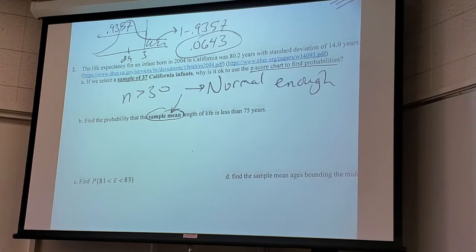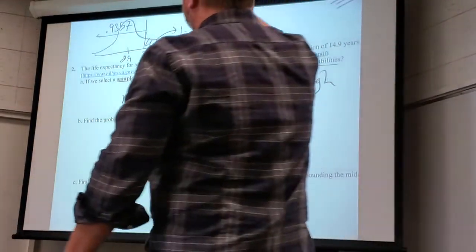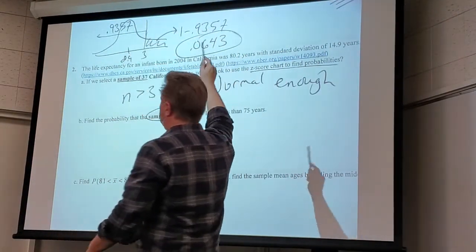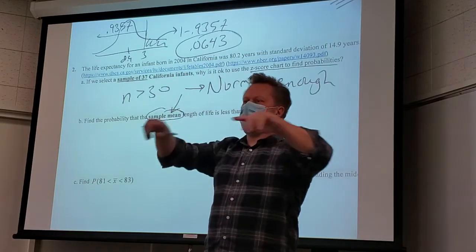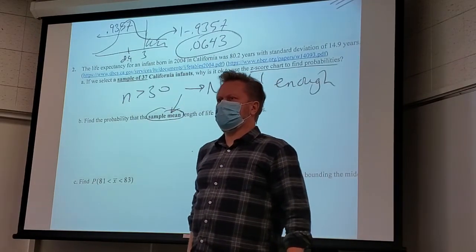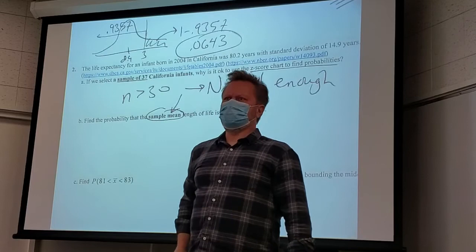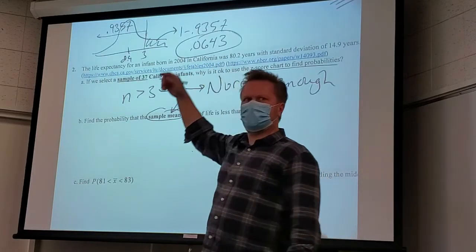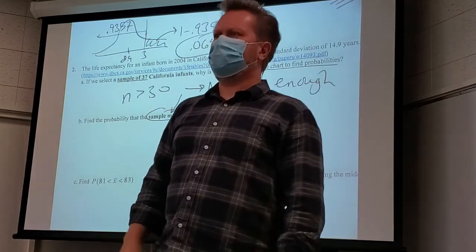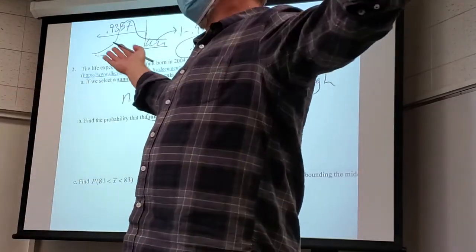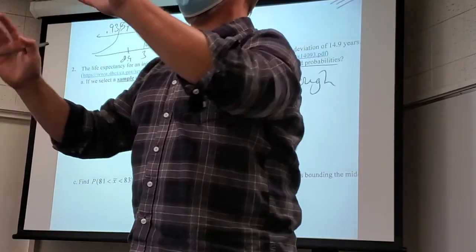Maybe. Now let me ask it. I think I asked this before. The sample I pick, the exact sample of 37 infants, do their ages have to be normally distributed? No. Hell no. Or life expectancies, I should say. No, they don't. 37 just random things. They can be whatever they want to. So you're all like, what the hell, Jeff? N's greater than 30. I thought you said that was normal.